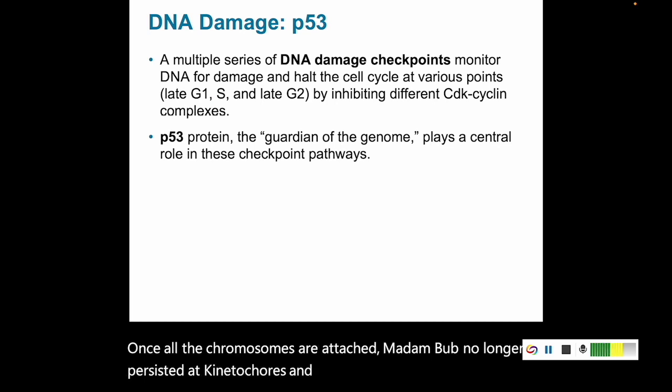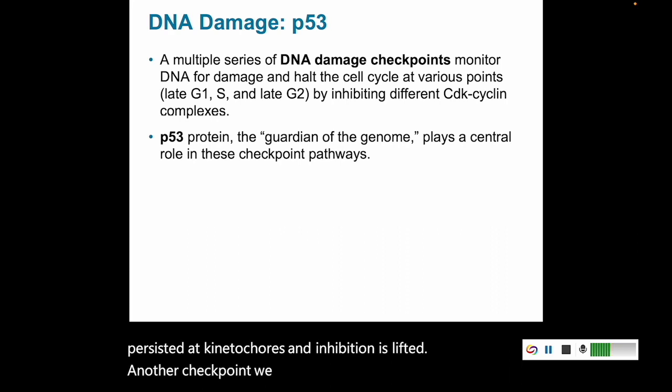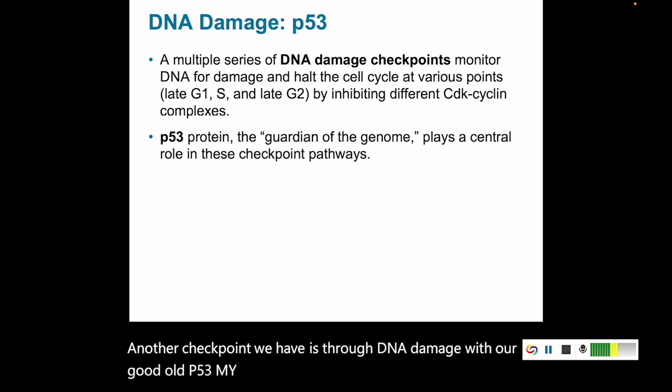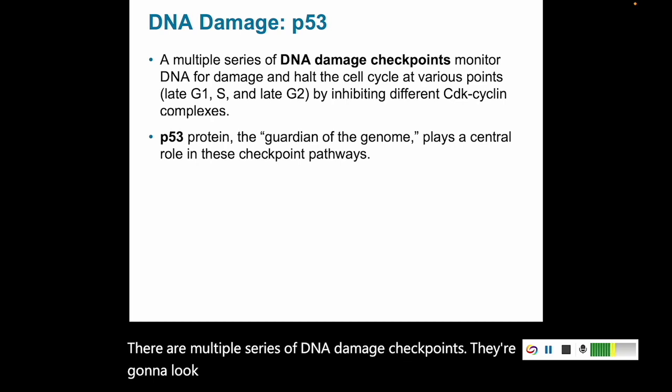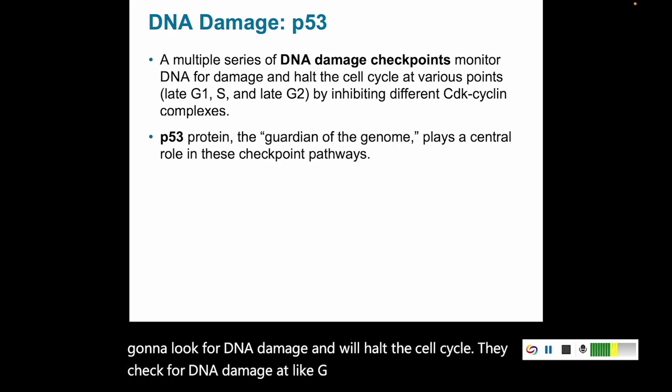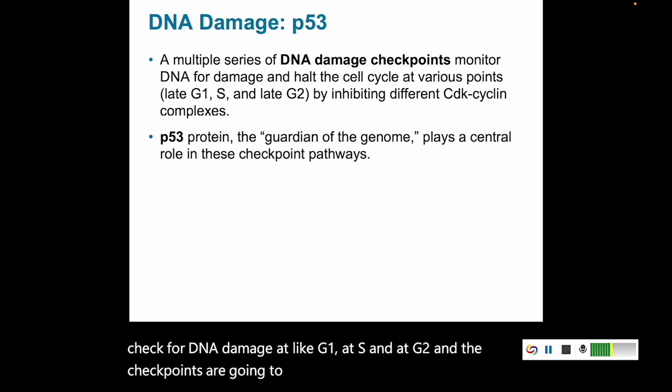Another checkpoint we have is through DNA damage with our good old P53, my favorite gene we talk about. There are multiple DNA damage checkpoints. They're going to look for DNA damage and will halt the cell cycle. They check for DNA damage at late G1, at S, and at G2. Those checkpoints are going to inhibit different Cdk-cyclin complexes. And this involves P53, that good old guardian of the genome.